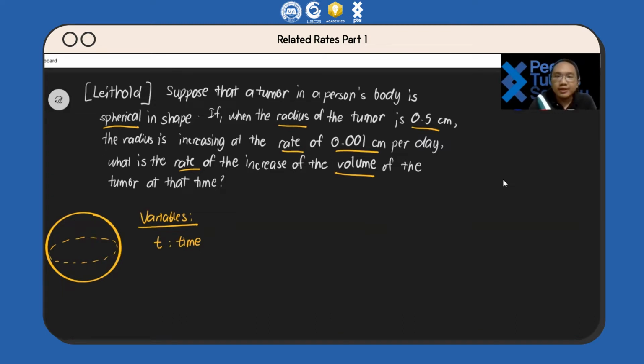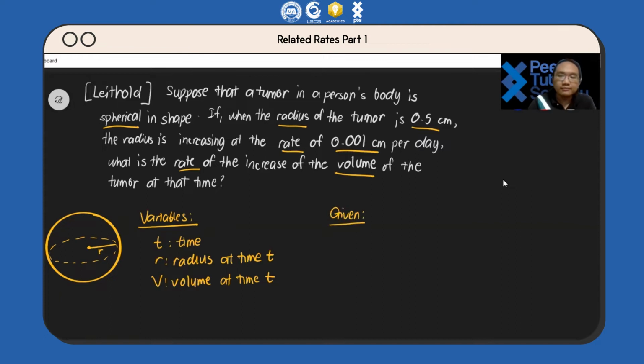Next variable. Here, we have the radius of the tumor. So r stands for the radius. Next variable, V, the volume of the tumor. Let's be a little bit more precise here and say that r is the radius of the tumor at time t, and V is the volume of the tumor at time t. Let's label this as r. Okay, now all our variables are set.